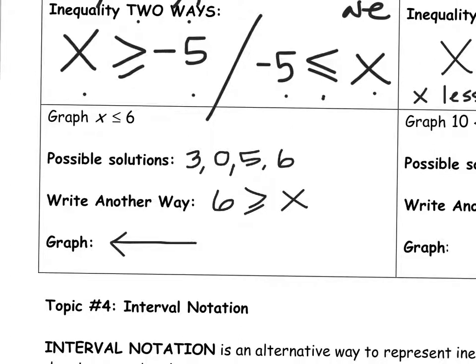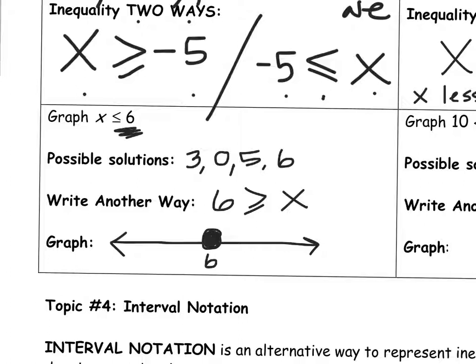So when we graph this, we'll draw a number line. In the middle of our number line, I'm going to put our most important number, which is 6. Then we have to think about if 6 is going to be a shaded circle or an open circle. In this case, it's going to be shaded because it's less than or equal to. And now we have to decide where we're shading, to the left or to the right.